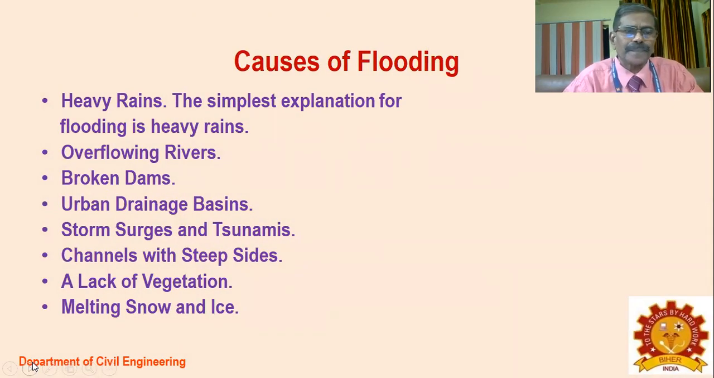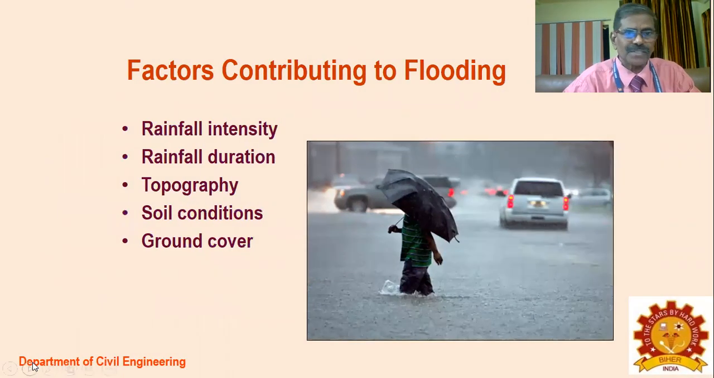Causes of flooding. The causes of flooding are obviously known. The simplest explanation of flooding is heavy rains. Other causes are overflowing rivers, broken dams, urban drainage basins, storm surges, tsunamis, channels, lack of vegetation, and melting of snow and ice in the tropical, maybe in the polar regions. So these things are causes of floods.